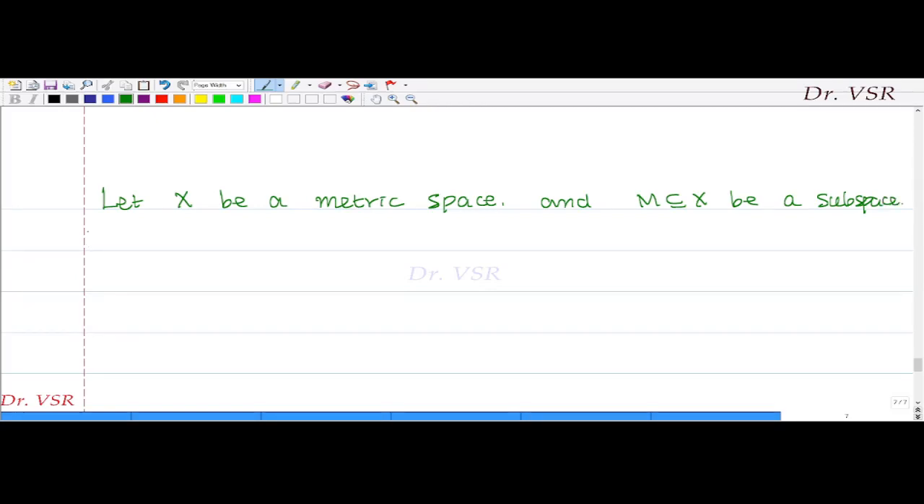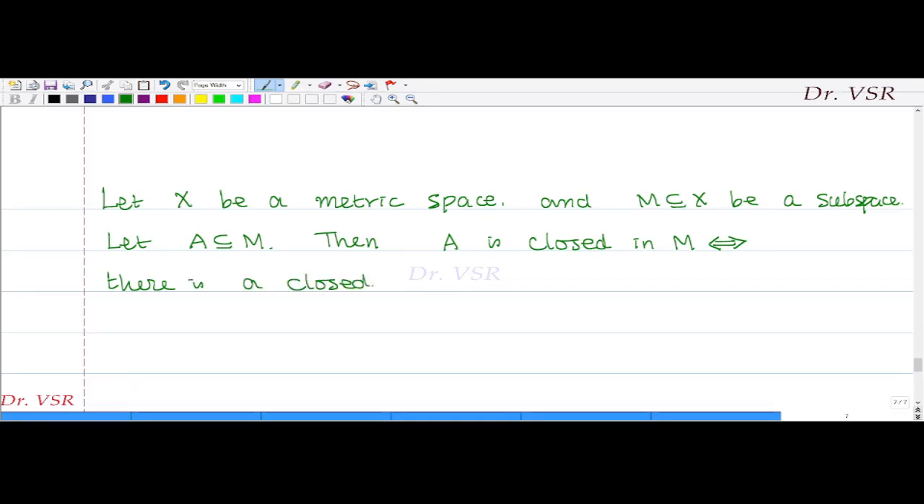Now what am I going to do? Let A be a subset of M. Then we are going to show that A is closed in capital M if and only if there is a closed set capital F in X such that this capital A can be expressed as F intersection with M. We can write it as F intersection with M.